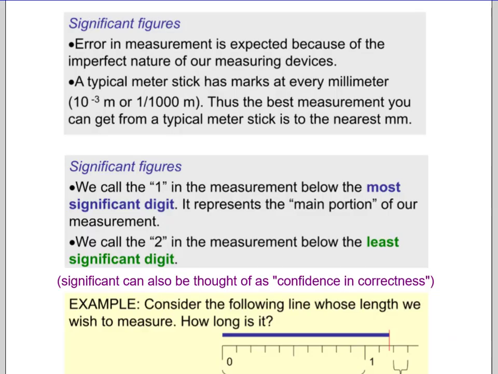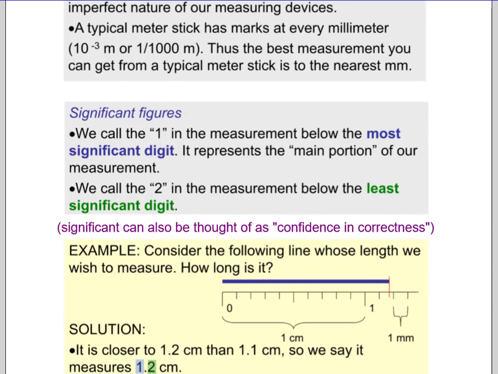Okay, so now significant figures. This is an important part of your IA and your labs and those types of things. We want to make sure we keep track of error in our measurement. Anything we measure has some type of error in it, so we're going to chat a little bit about how we keep track of that.